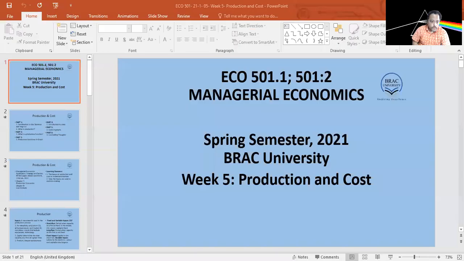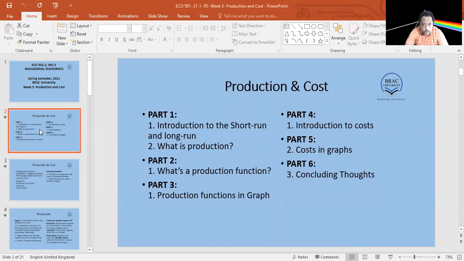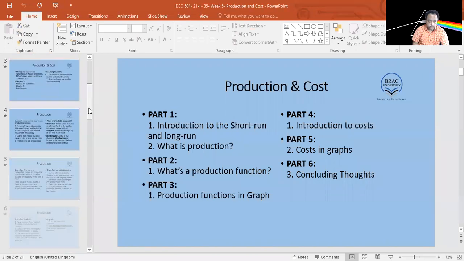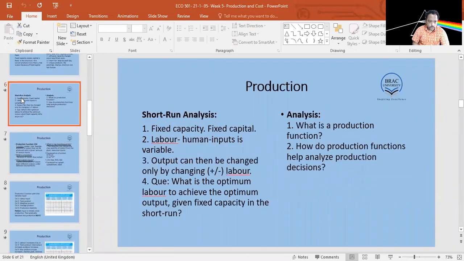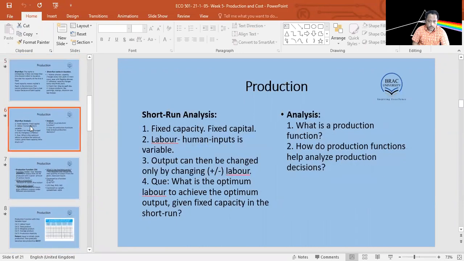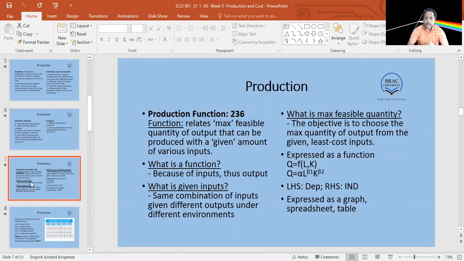In this part, we're going to look at what a production function actually is, as we discussed in the last part, and we're also going to look at what production functions look like in graphs. So we introduced short run, long run, fixed capacity, etc. Now, what is a production function?